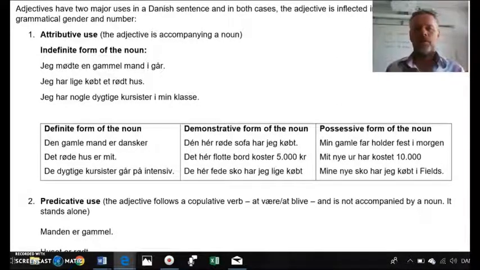The attributive adjective is used for the indefinite form of the noun. Jeg mødte en gammel mand i går. I met an old man yesterday. Jeg har lige købt et rødt hus. I've just bought a red house. Jeg har nogle dygtige kursister i min klasse. I have some talented students in my class.